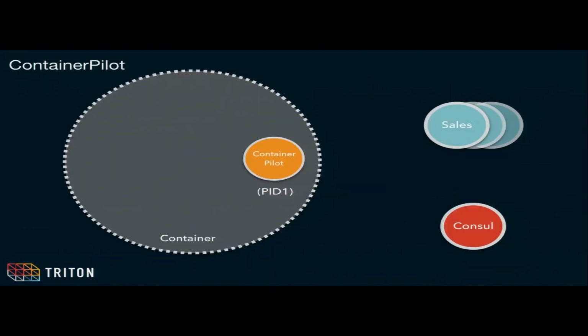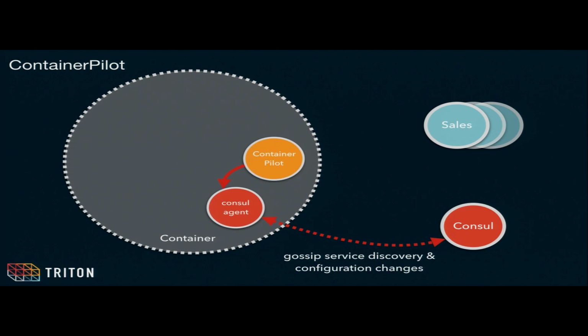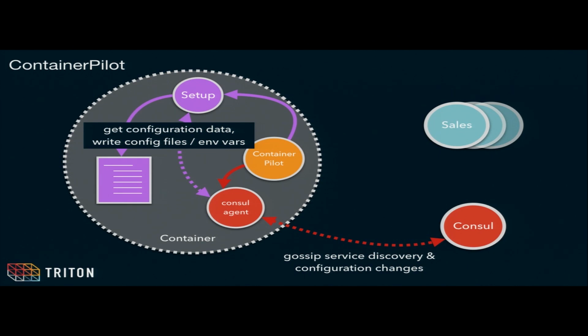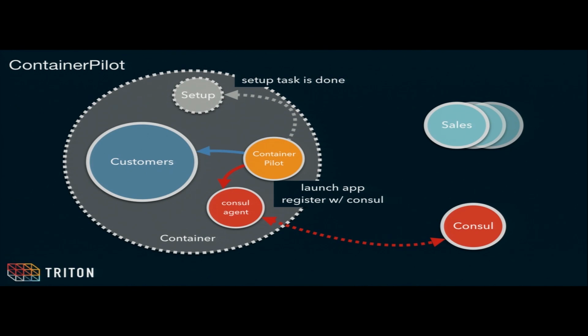Okay, so that same application we were looking at earlier that I did the demo on, this is what it looks like. ContainerPilot is running as PID 1 in the container. It starts a Consul agent when it starts up. That Consul agent gossips with servers. It runs a setup first, which says, get some configuration data from Consul and write that into some kind of config file. Once that setup task is done, that process ends. It gets reaped properly because we know how to write an init system. And we launch our application and we register that with Consul.